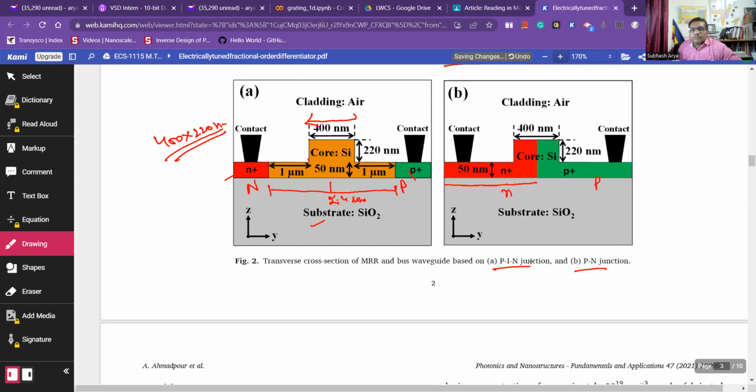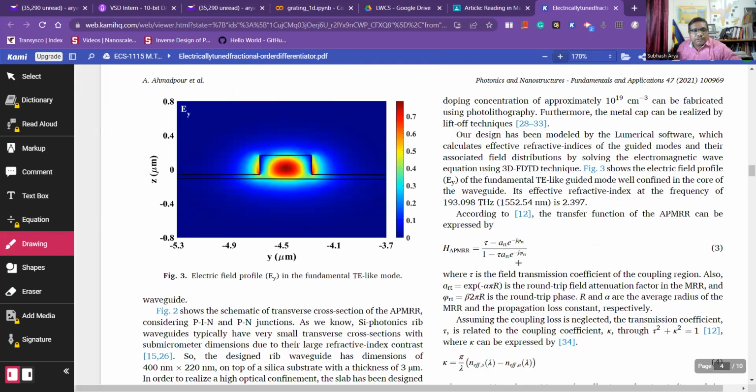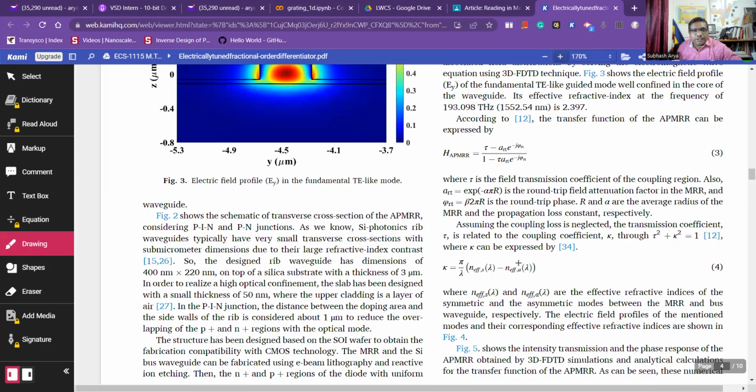Right? So in order to have a better plasma dispersion effect, sometimes the junction is offset from the center. Either the P side is larger, because holes have a larger effect on plasma dispersion or refractive index. This is essential for changing the refractive index. Now moving to the figure 2 explanation.